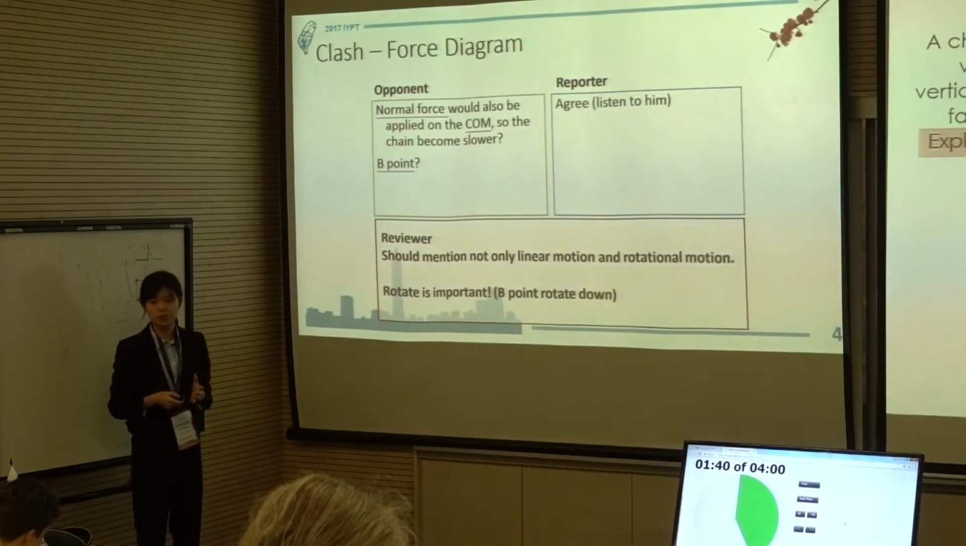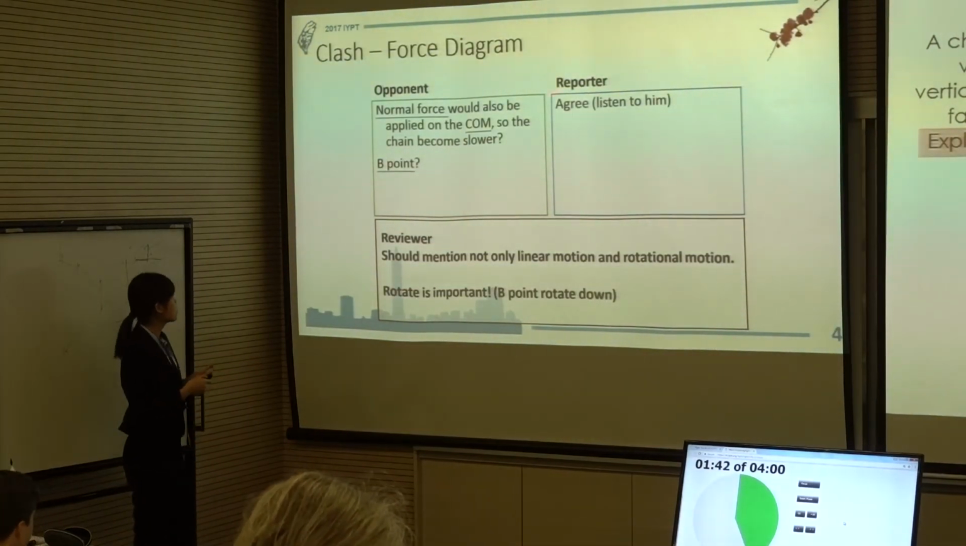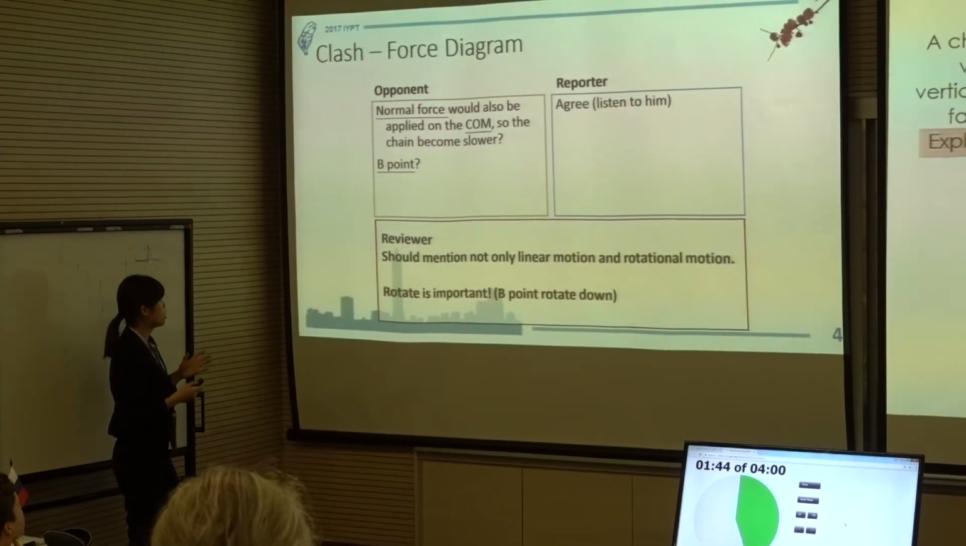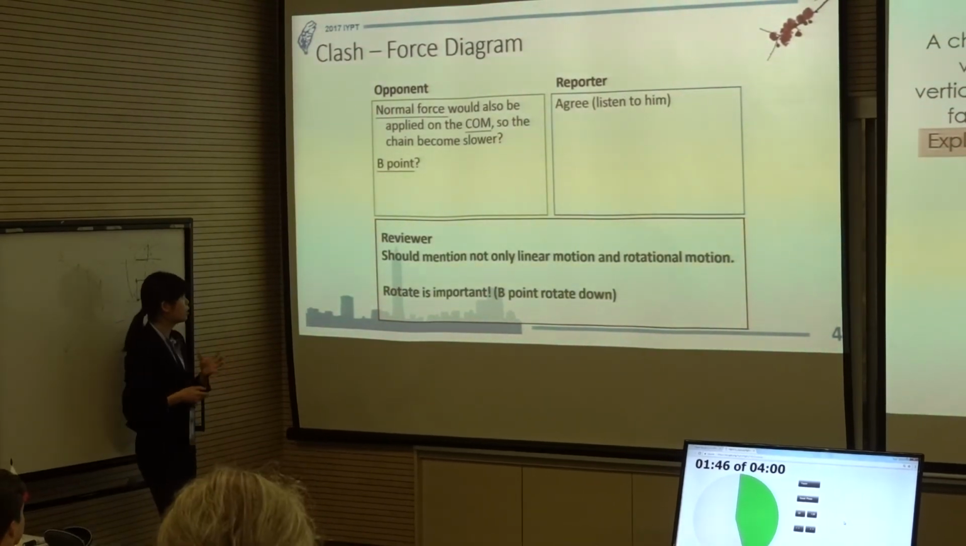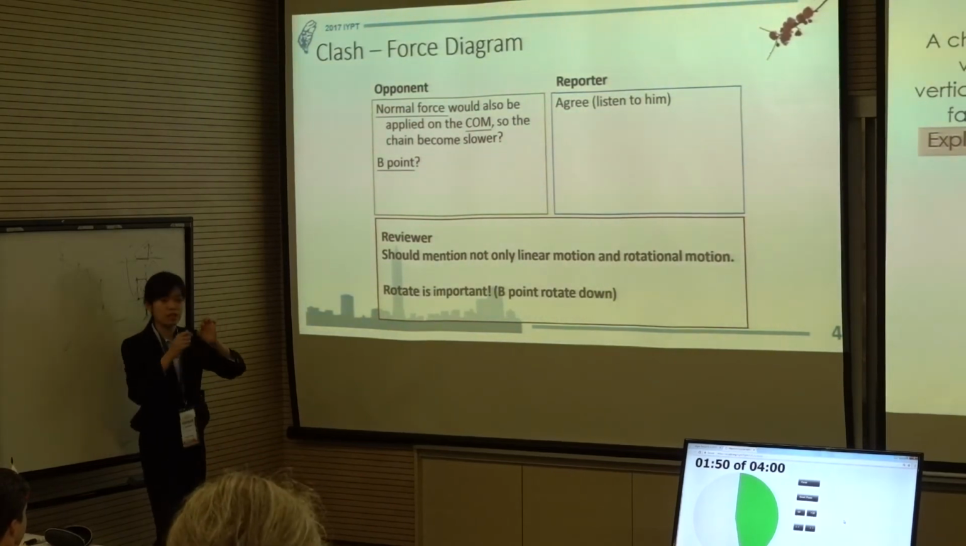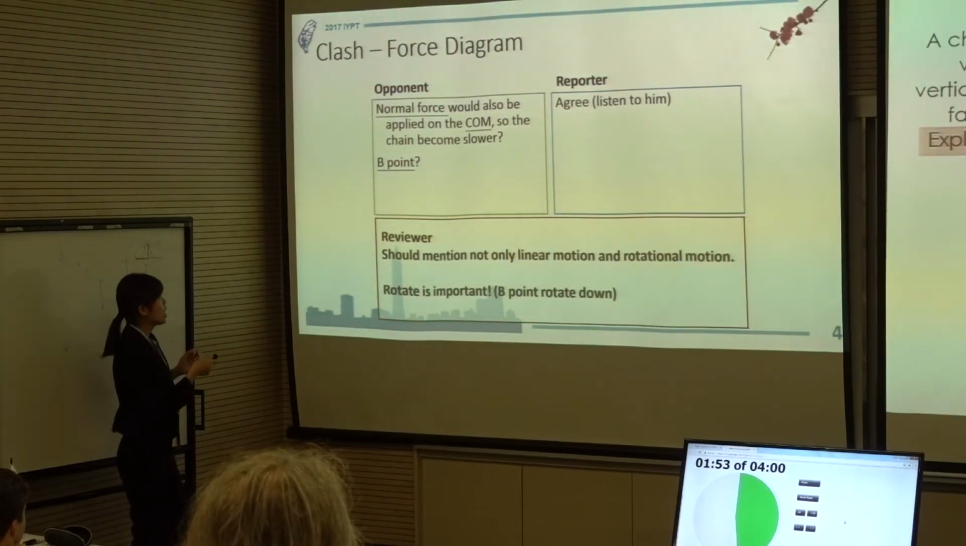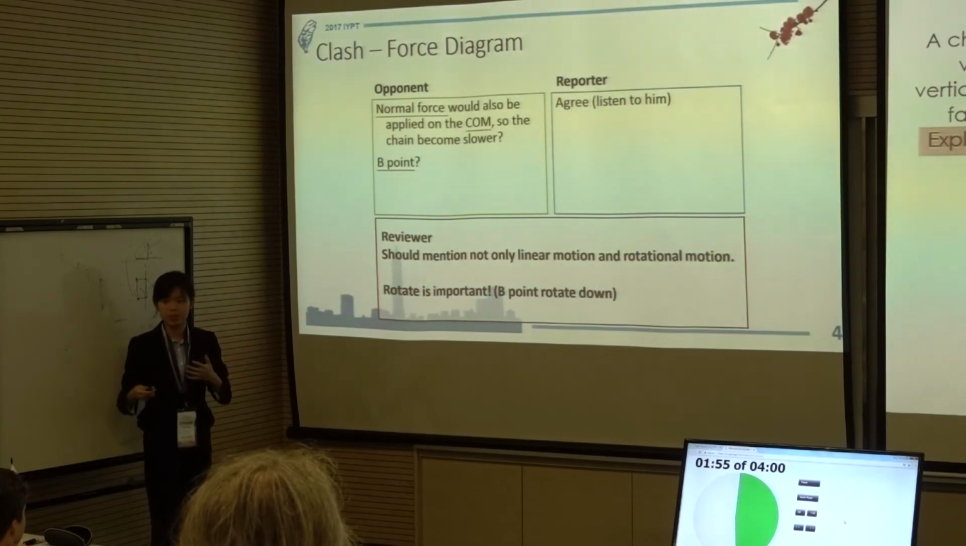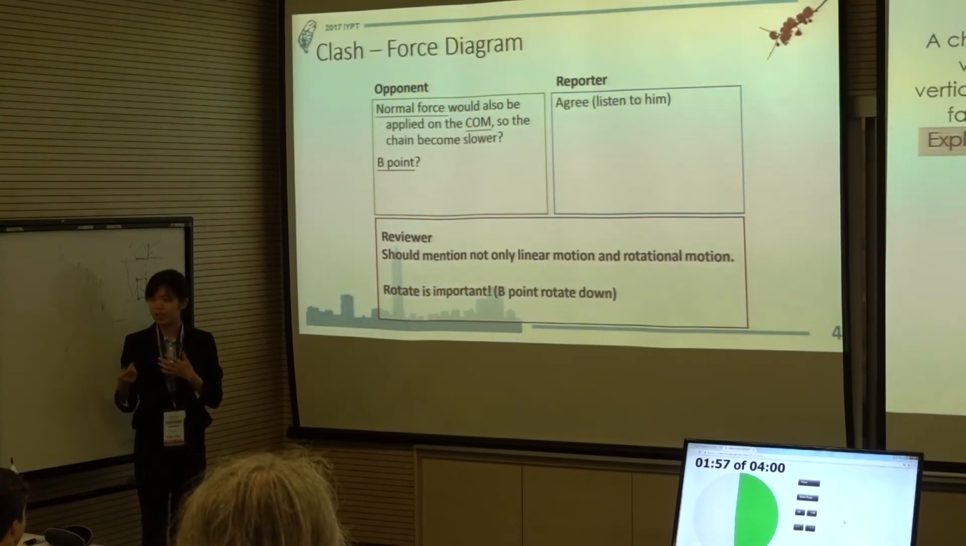So this is the discussion between the opponent and the reporter. They first discussed how the normal force will apply on the center of mass, how the chain will be slower, and how it will affect the B point, that means at the center of the sticks. And the reporter agrees with the opponent because he is listening to the opponent's explanation.